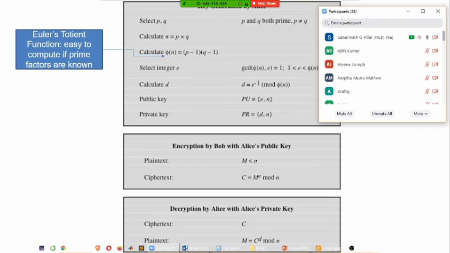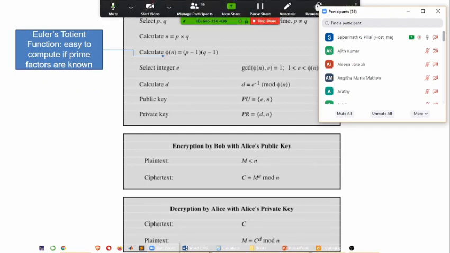Is 77 a prime number? No, 77 is not a prime number, but you still can compute phi of n pretty fast if you know the prime factors of that number.